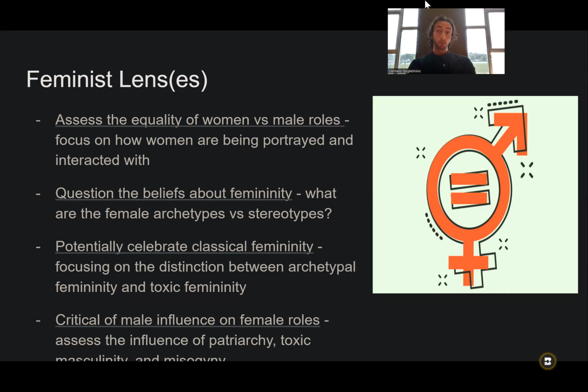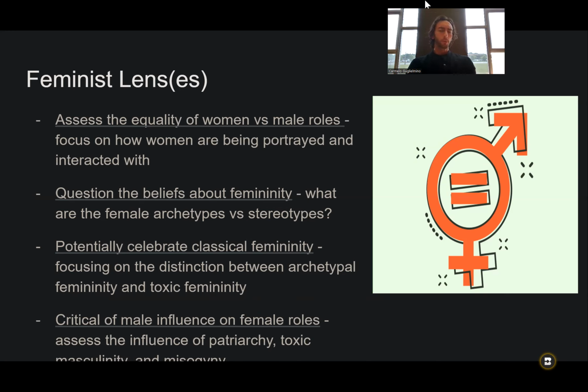Whereas someone using the feminist lens would look at something like Greek mythology and say, wait a minute, we have a whole variety of female characters here. We have characters that are very, very noble and divine. We have characters that are very complex and almost tragic, but noble. We have characters that are absolutely monstrous and vicious. So it would really focus on that.